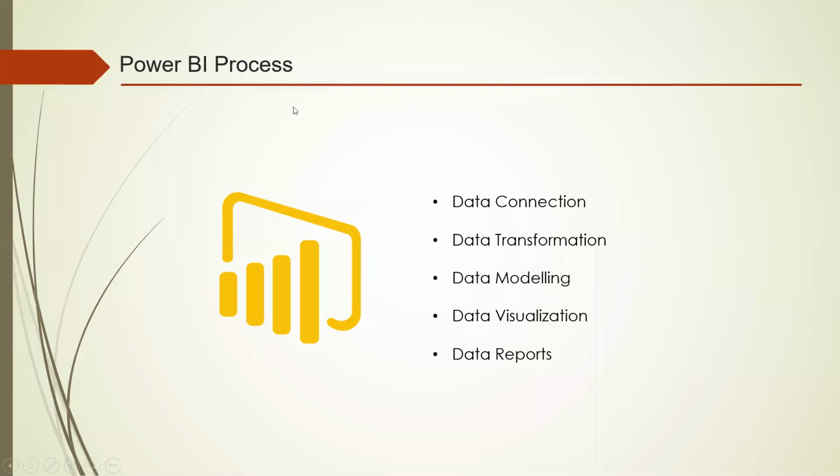So now let's talk about the Power BI process. This is the process flow of Power BI Desktop, and how we start working with our data set and how we end up creating a report from that particular data set. This particular process has been defined into five steps. The first is data connection, then data transformation, modeling, visualizations, and reporting.